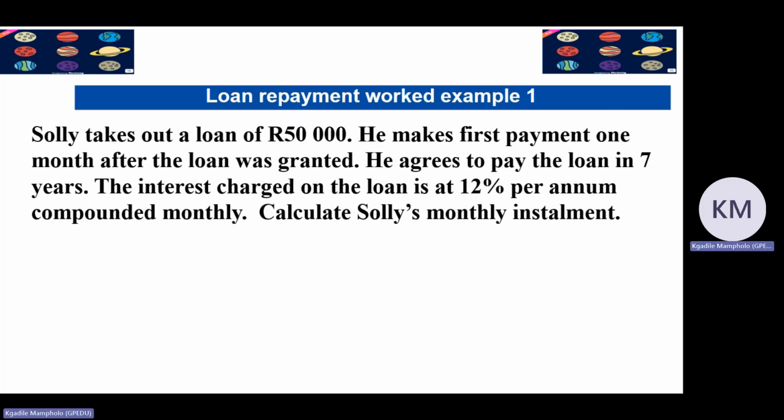So he takes out a loan of 50,000. He makes the first payment 1 month after the loan was granted. He agrees to pay the loan in 7 years. The interest charged on the loan is 12% per annum compounded monthly. Calculate Soli's monthly installment.